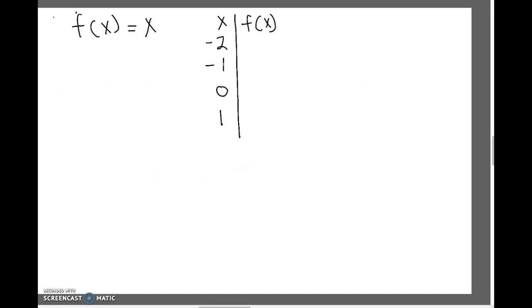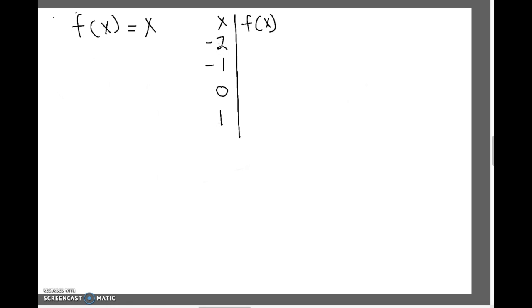So now we're going to be looking at some examples of functions and how to graph them. The first function we will look at is f of x equals x. What I like to do is to set up a table with 2 columns. The first column will be x, and the second column will be f of x. And we're just going to list some x values and look at their corresponding output values.